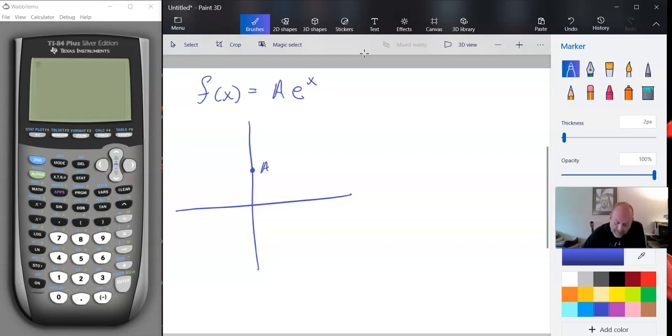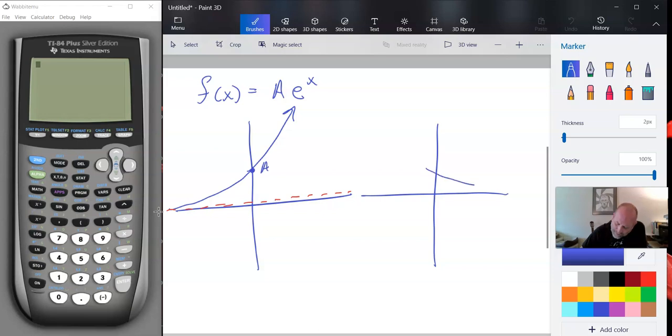E is positive, and it's not being divided by anything. E is not just positive, but it's bigger than 1. So that means we swoop up to the right. And I still have an asymptote on the x-axis. Now, if you remember from the last time we were talking about exponentials, if the number is smaller than 1, it goes the other direction, right? Well, when we're dealing with e to the x, that's not really what happens.